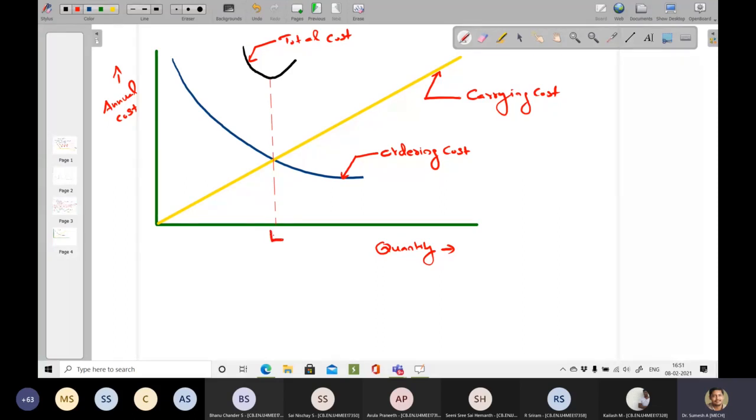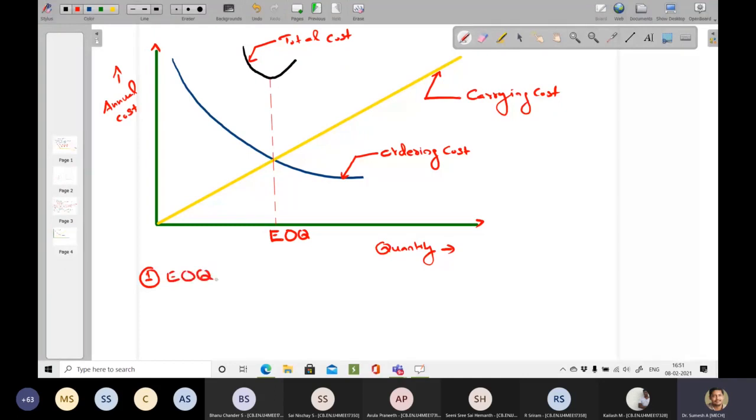or the economic order quantity. The minimum in your cost curve will be the same point at which your ordering cost and carrying cost meet, and the corresponding quantity is called the economic order quantity. So in the inventory model, the first thing you will be determining is this economic order quantity.